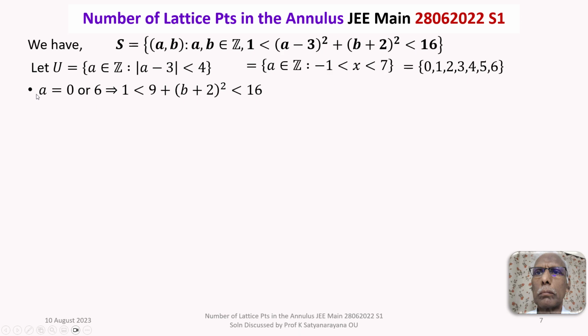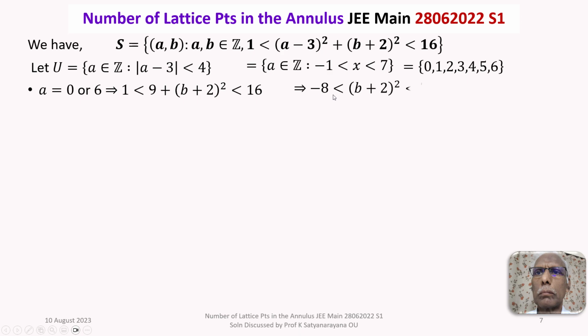But note down, if you take A is equal to 6 also, 1 less than (6 minus 3), that is 3 square, that is 9 only. So you will get the same inequality. A is equal to 6 or A is equal to 0, the same inequality you will get. Now see what are the values of B which satisfy this inequality.